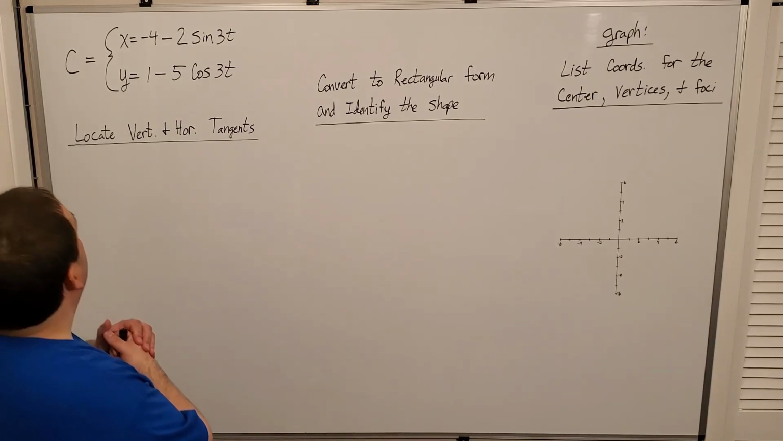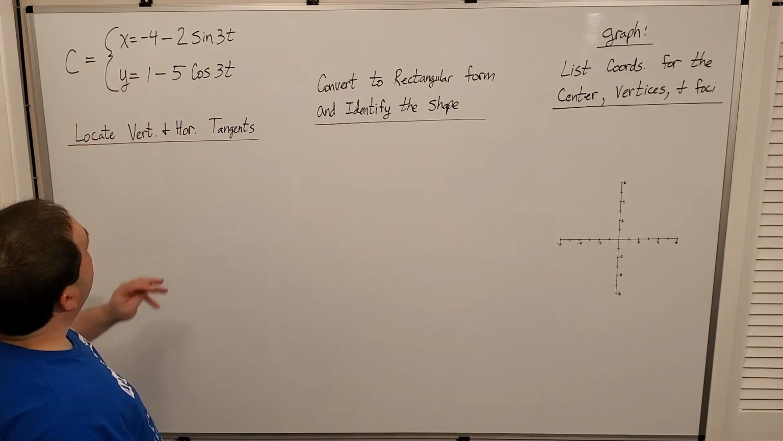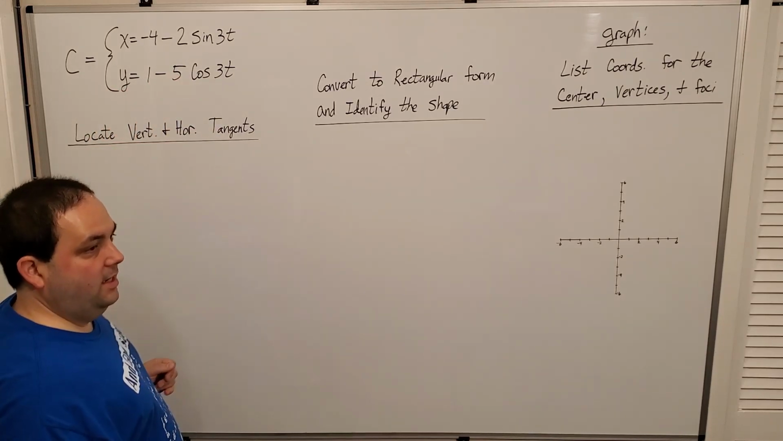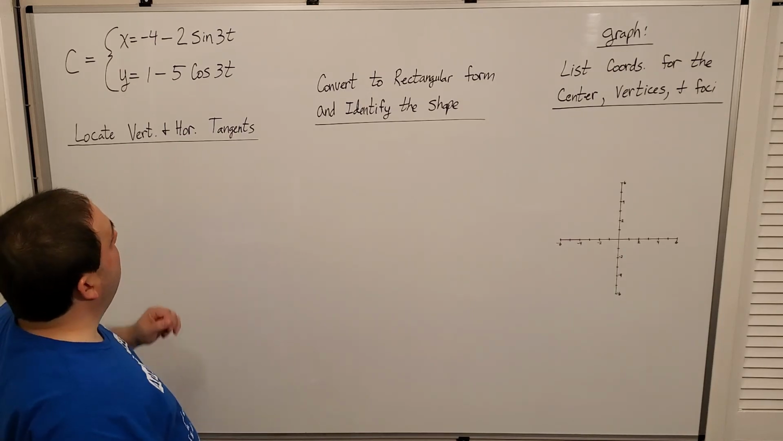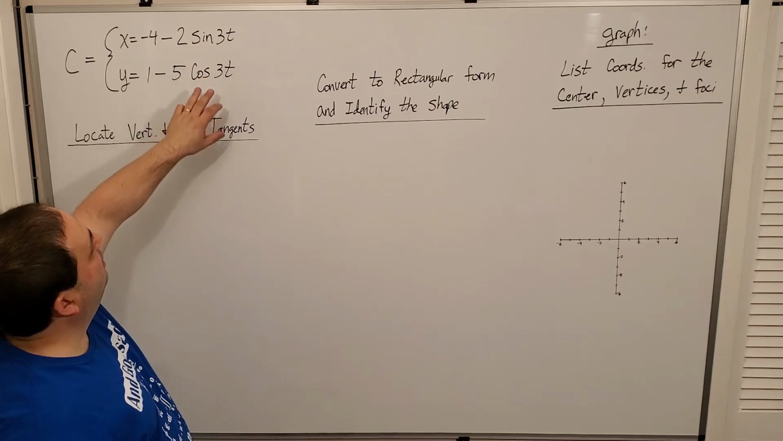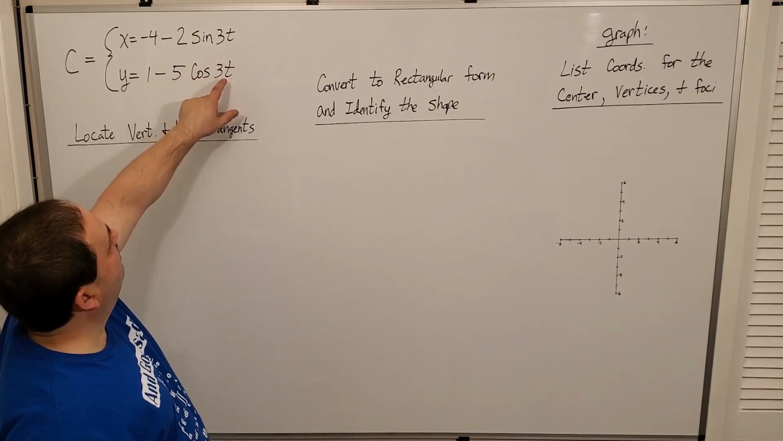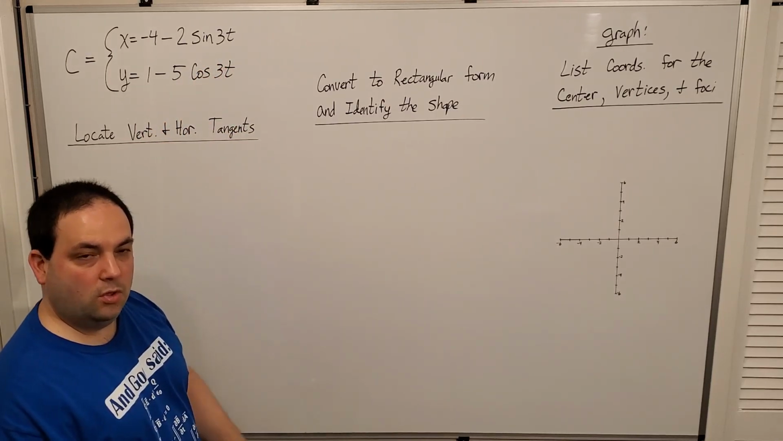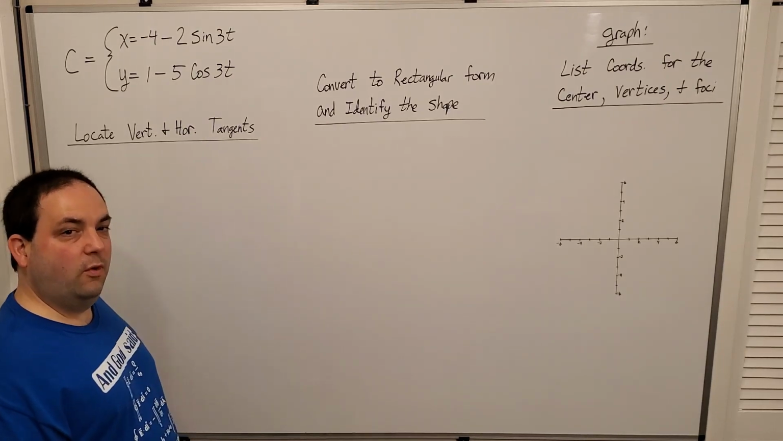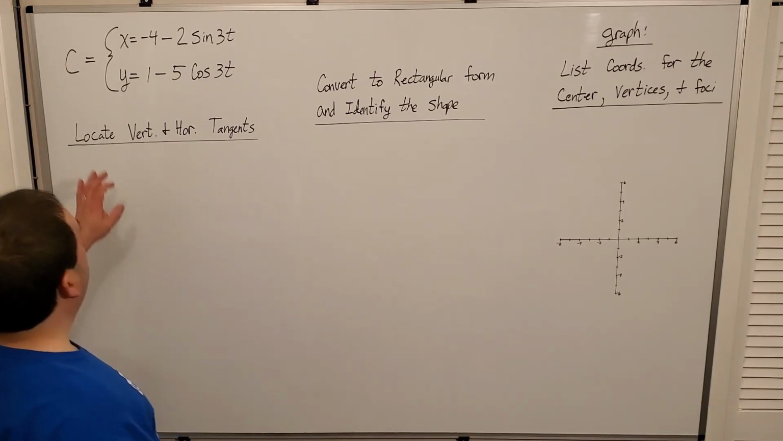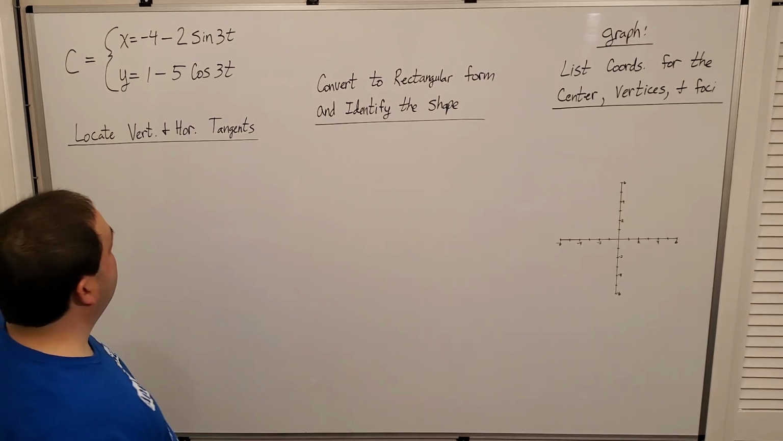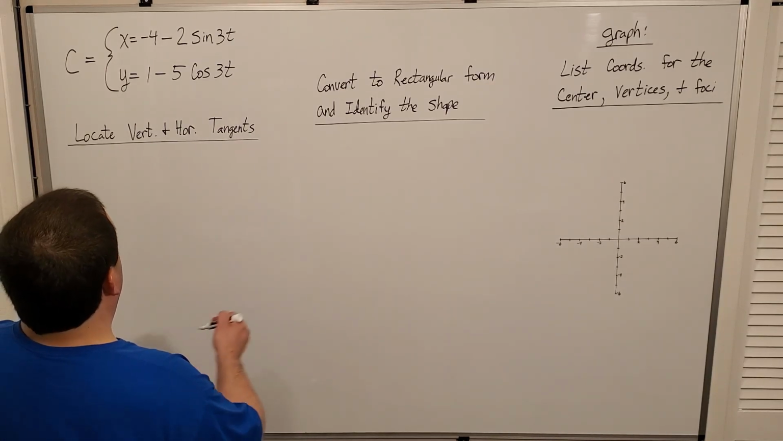So we have x equals negative 4 minus 2 sine 3t, and y equals 1 minus 5 cosine 3t. If you're familiar with the parametric equations here, then you know combining a sine and a cosine with the same argument is likely to give you some sort of circle or ellipse shape. That's a good thing to know beforehand. So locating vertical and horizontal tangents, I am expecting some if it is one of those types of shapes. So let's dig into that.